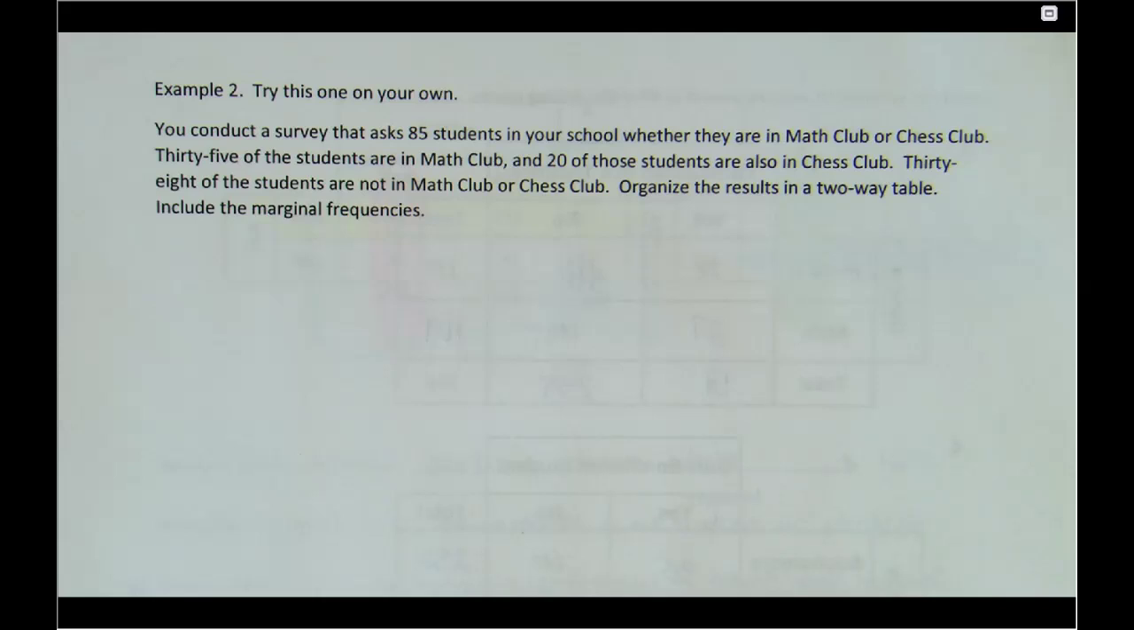I don't think I did this right. It's fine. So do this. Chess club, math club. Okay? That will make your life much better. Yep.